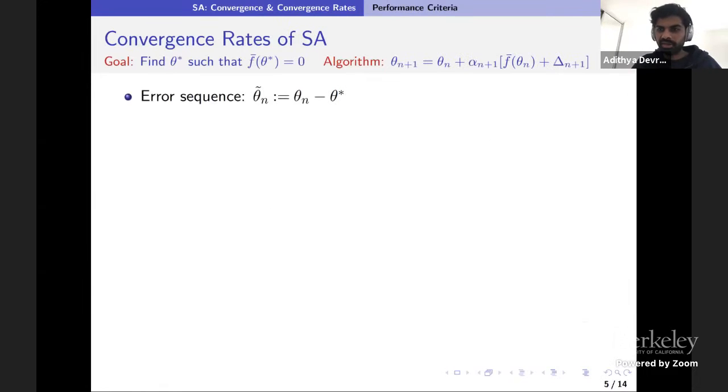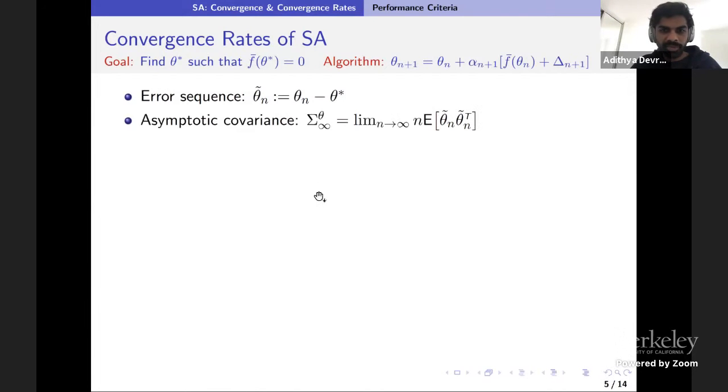Now, what we are really interested in this talk is the convergence rate of the stochastic approximation algorithm. Let's denote theta tilde n to be the error sequence, so how far away are we from theta star after n iterations? The performance criterion here is going to be the asymptotic covariance, which is given by this limit over here. Clearly, if this asymptotic covariance is finite, then that implies a 1 over n convergence rate of the mean square error.